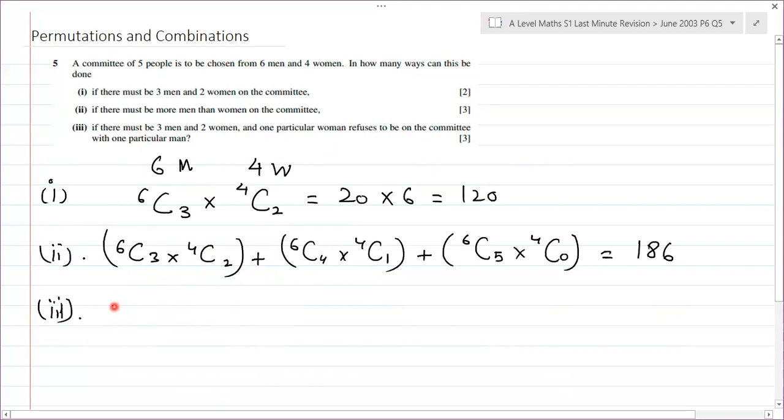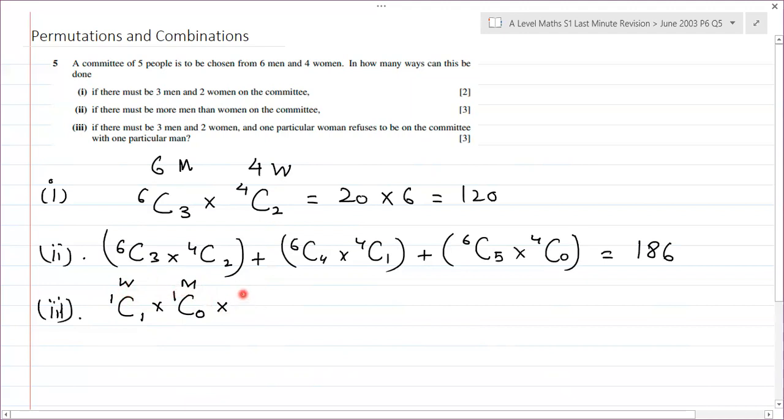Now, let's suppose this is the particular woman. Let's have a W over here, and that particular woman is selected. So that's 1C1. I'm selecting that particular woman who refuses to sit with the other particular man. So that means that man will not be selected. And that's the particular man. So if that particular woman is selected, that particular man is not selected. Multiplied by, and I still have to select 2 women.